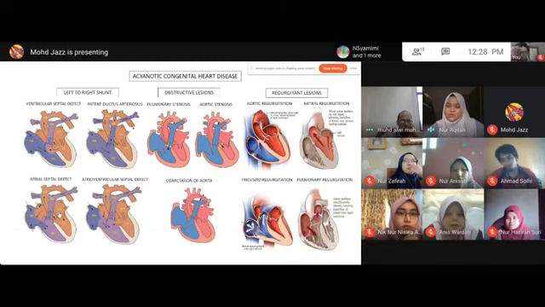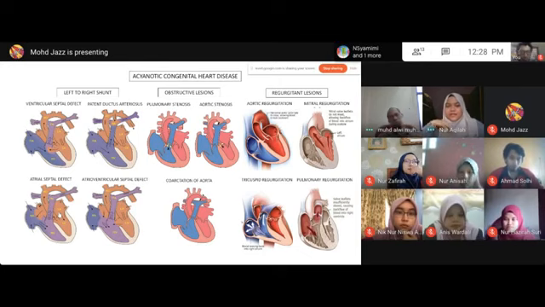Also, the presentation will be much similar with VSD because both will have left to right shunt. However, because the defect occurs in ASD, it is not as severe as that occurs in VSD. So, patient will usually be asymptomatic. However, in large defect, patient can be symptomatic and also may present with failure symptoms.